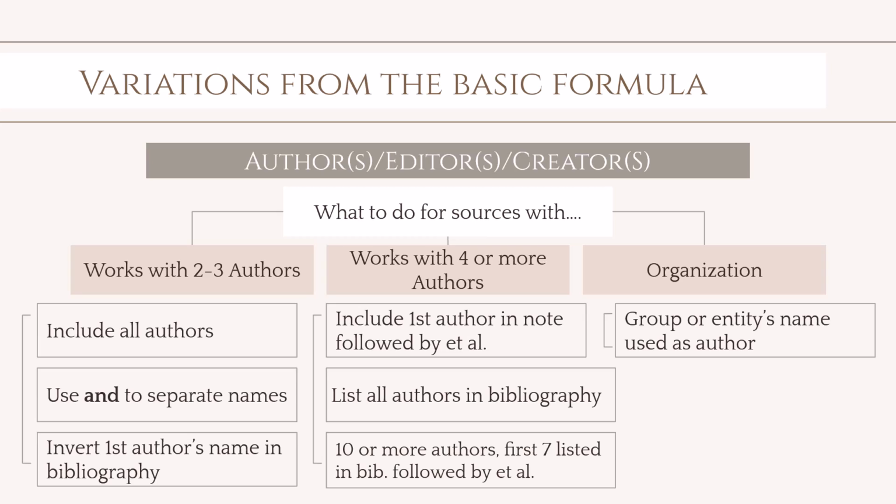When a work contains 4 or more authors, only the first author's name is included in the note, followed by "et al." All authors should be listed in the bibliography with just the first author's name inverted. For sources with 10 or more authors, only the first 7 are listed in the bibliography, followed by "et al." When a group, company, or organization is credited as author, use the group's name in place of authors.